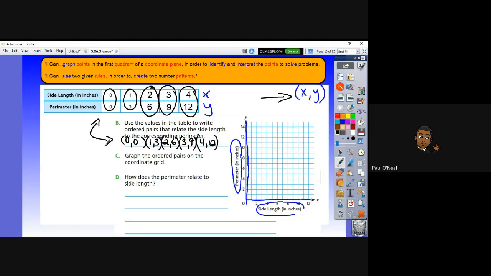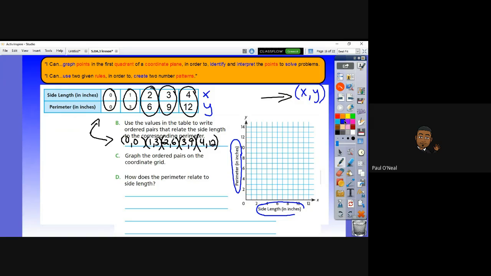We're good to go. C says graph the ordered pairs on the coordinate grid. So now we need to graph it. Now, let me just erase this line here. We should have an idea: up and down is y, and horizontally is x. So I'm going to go ahead and use blue to put the dots, and then I'm going to connect the dots, okay?